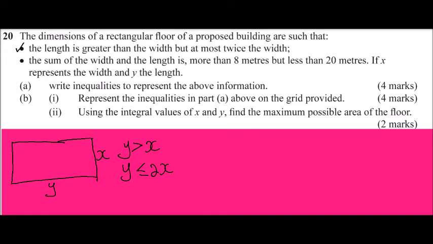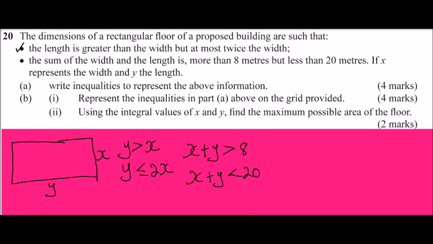Then we come to the second statement. The sum of the width and the length is more than 8 meters. So we can say x plus y is more than 8 but less than 20. It means also x plus y is less than 20.